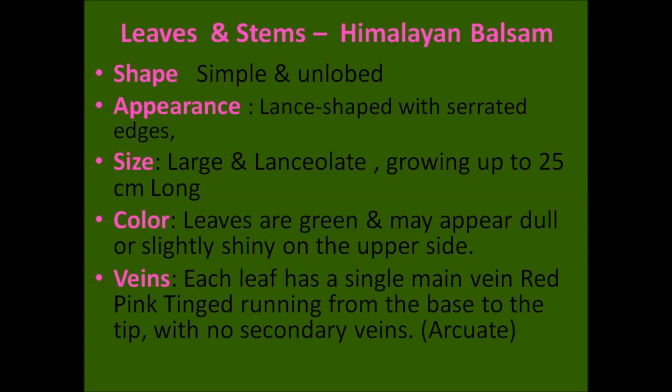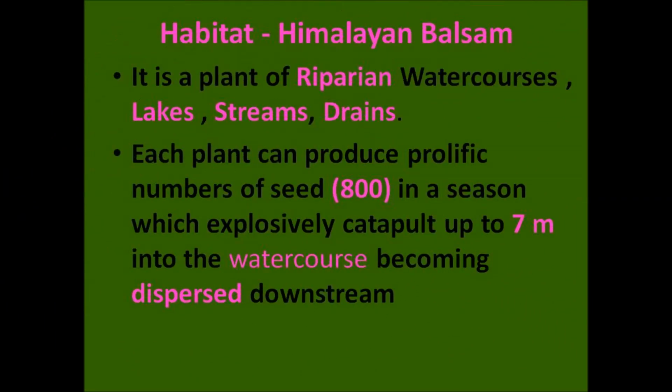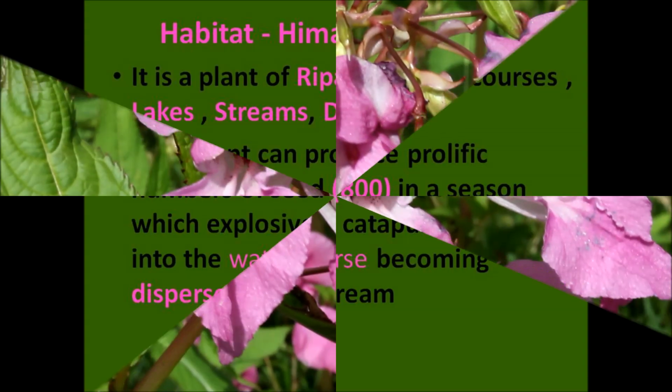The leaves are in opposite pairs and ascend the stem at 90 degrees to each other, becoming smaller towards the top of the stem. Balsam is a plant of riparian watercourses, i.e. lakes, streams and drains, and rivers. Each plant can produce a prolific number of seed, up to 800 in a season, which can explosively catapult up to 7 metres into a watercourse and become dispersed downstream. Let us now allow the beauty of the plant to speak for itself.